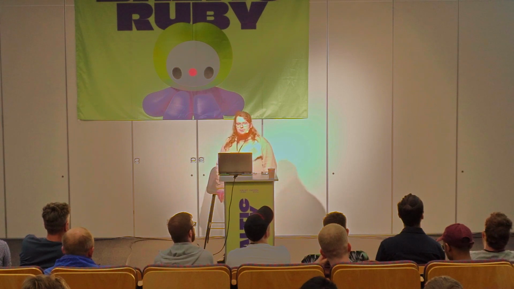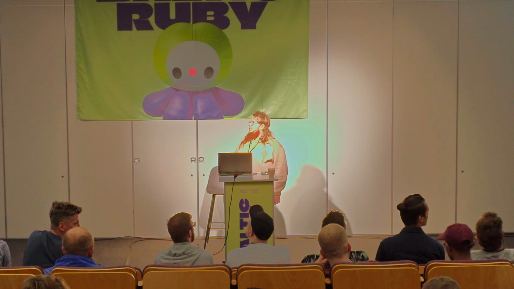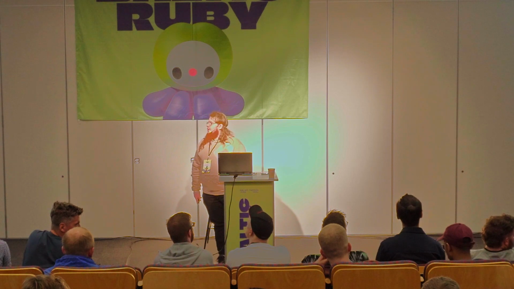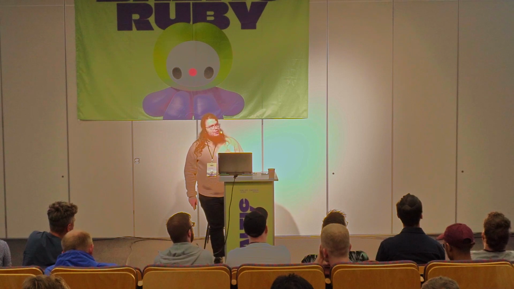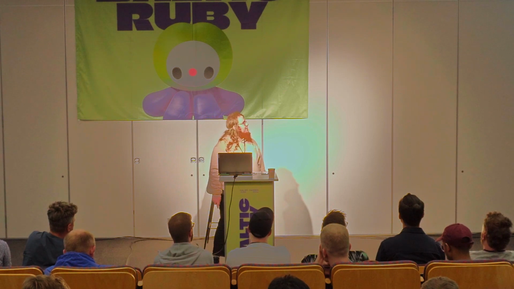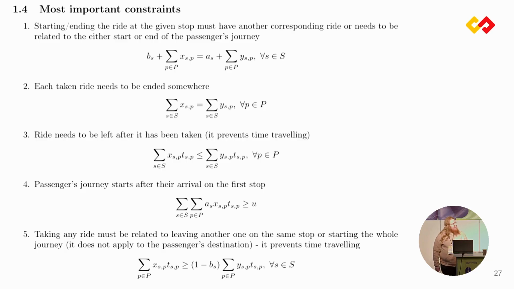And we define 5 constraints. Most of them are responsible for making sure you are taking one ride after another, that you are not able to do some crazy stuff like taking 2 rides at the same time or time traveling. And we need to make sure we arrived at the final destination and that our journey started after the passenger came to the first stop.